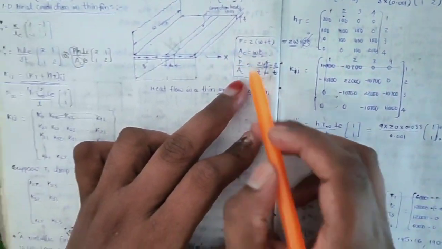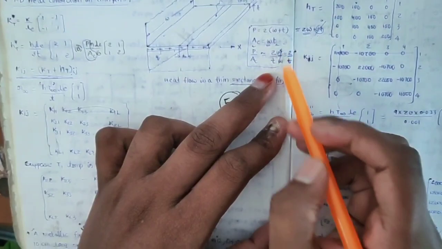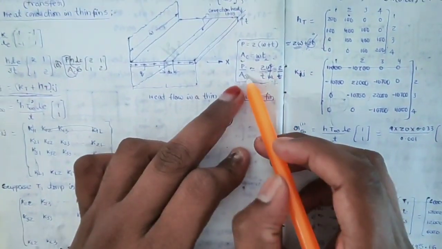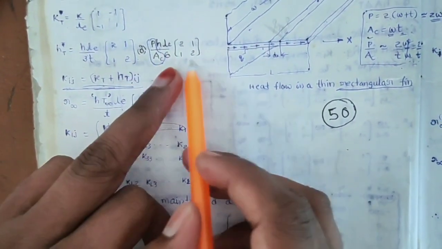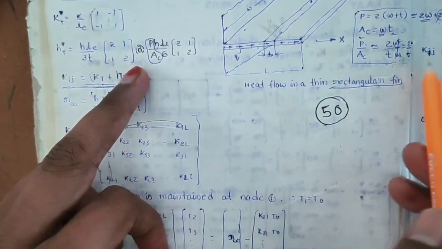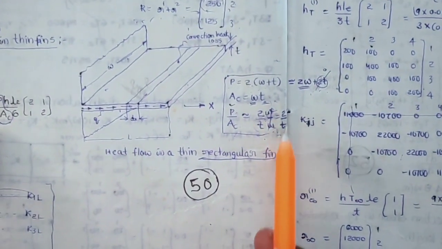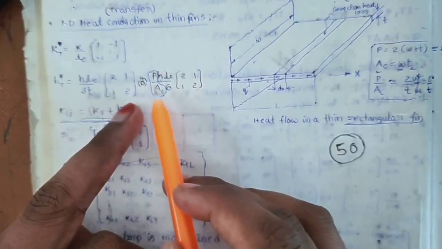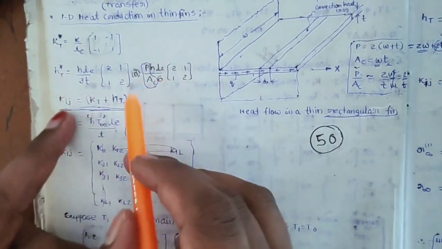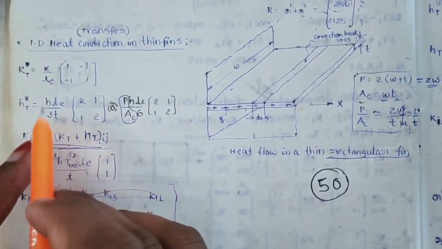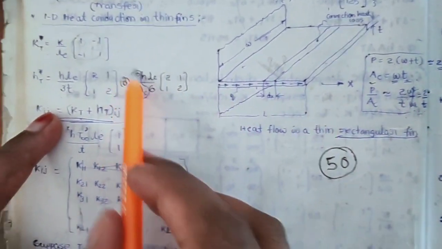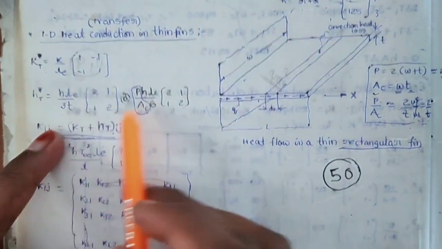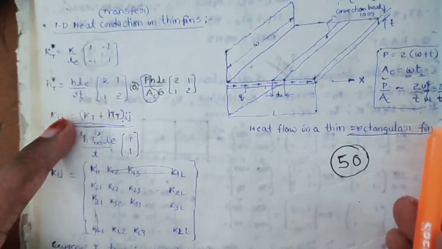There is a circumference of the area. 2W by TW, the W's cancel. You get 2 by T. This is approximately P by AC. Actually, the basic formula is P by AC, hLe by 6, 2 and 1, 2. In place of P by AC, we can substitute 2 by T. So 2 and 6 cancel, you get 3. This is hLe by 3 into T.